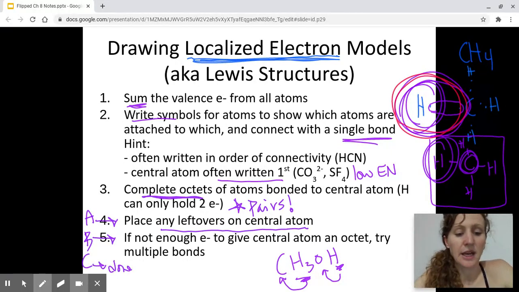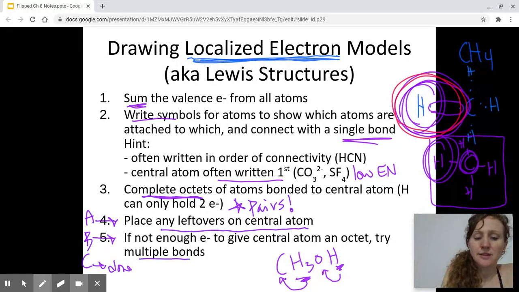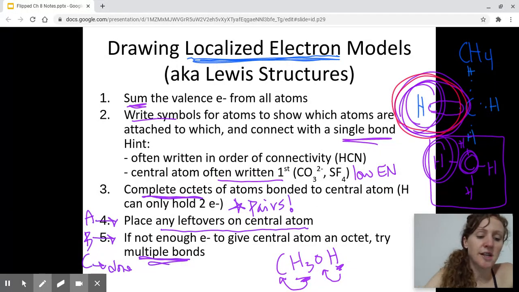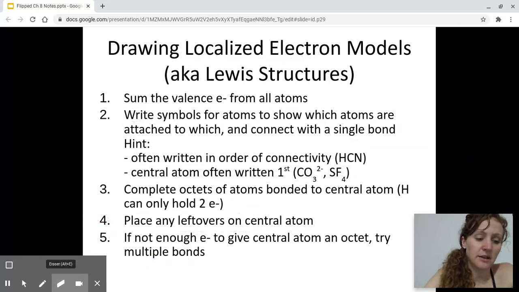The other option, so if this is option A, option B, I guess if option C is you're done, maybe we should have made that option A. Oh well. Okay, option B would be you've distributed all your electrons and not everyone has an octet. Someone still needs electrons. In this case, you're going to try multiple bonds. And again, I'll show you an example of this and I'll show you why it works. So let's try some of these together using this set of rules.